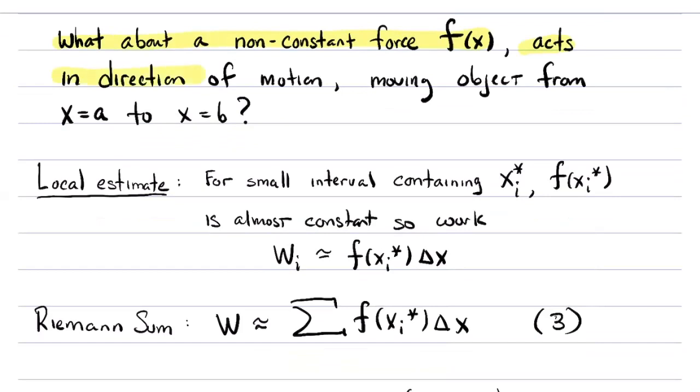We won't relax that. You'll have to take Calc 3 if you want to learn how to calculate work when the force is acting in a direction other than the direction of motion. But if we have a non-constant force acting in the direction of motion and it moves an object, say from x equals a to x equals b, so the displacement would be, assuming b is bigger than a, b minus a units, either feet or meters.